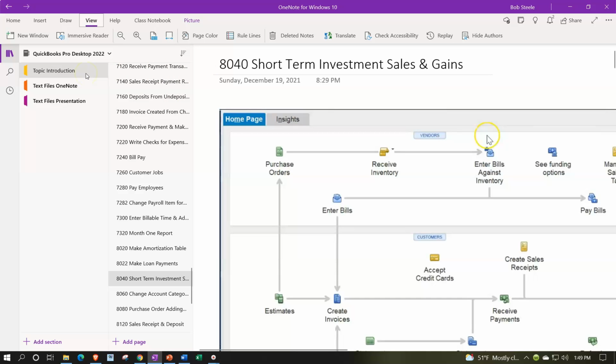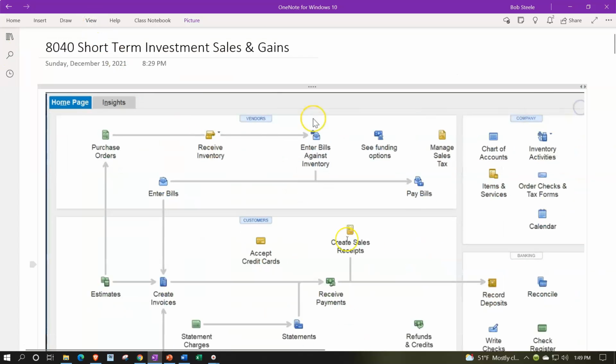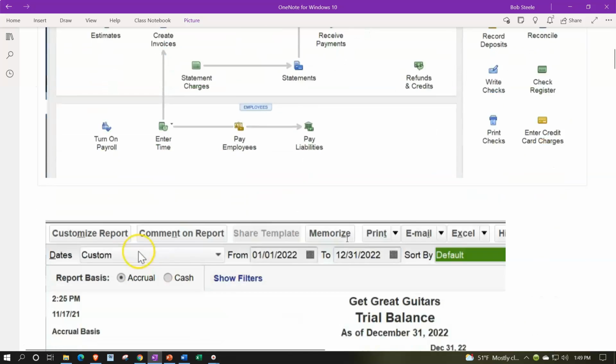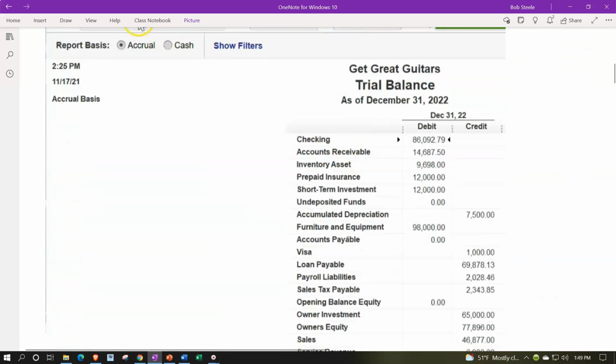Topic introductions are designed to give an introduction to the topic, provide screenshots, links where applicable, and give accounting background to complement the presentations, and can be used to follow along with them if you don't have access to the software at that time. Closing the icon on the left-hand side, we're looking at the screenshot of the home page to start out with. We're going to the trial balance. We're going to be looking at the short-term investments, imagining that we're selling the short-term investments.